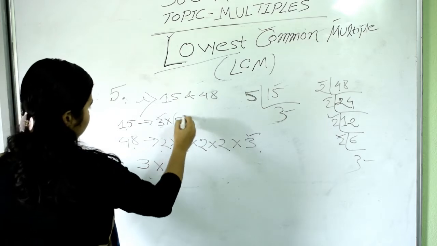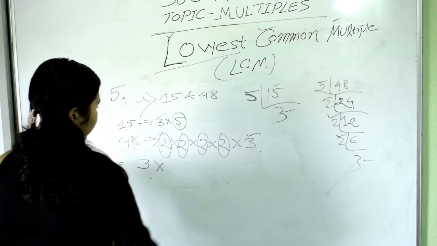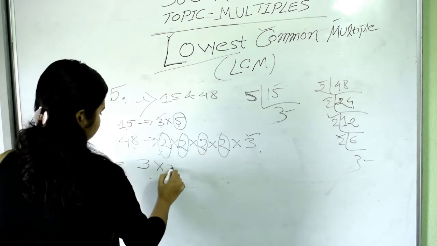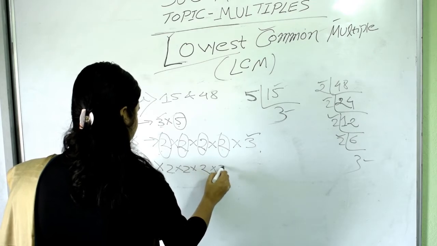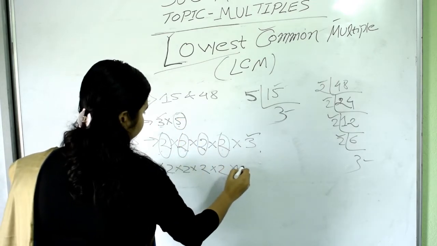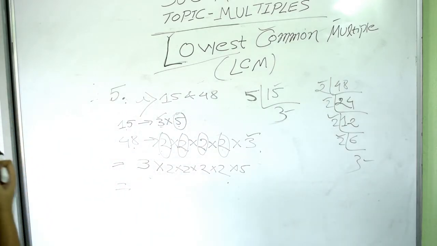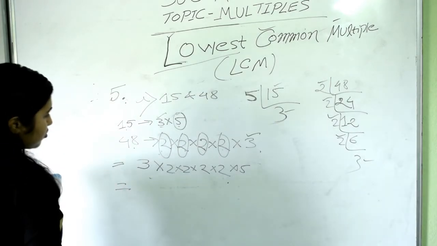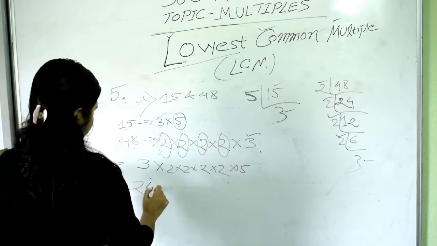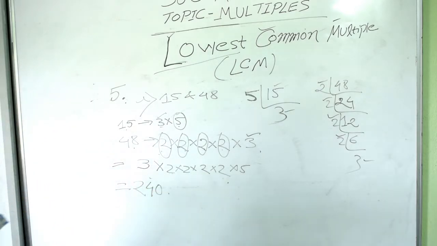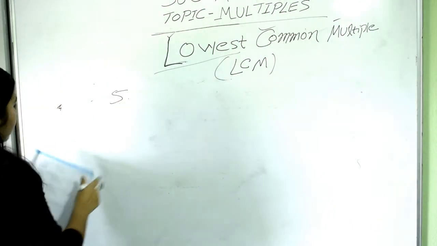Then take the rest of the factors. 4 2s and 1 5. To 40. Take the next one, D.